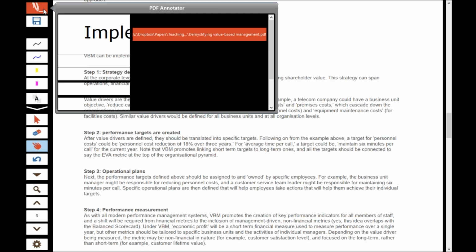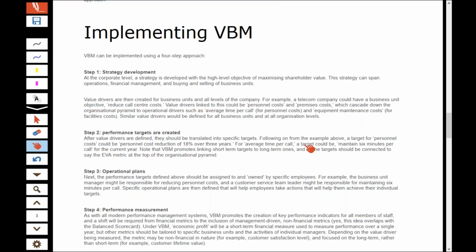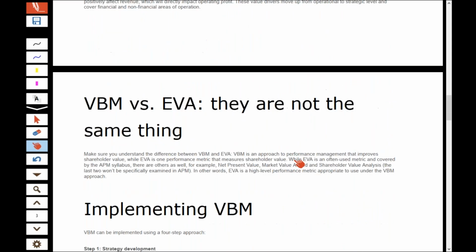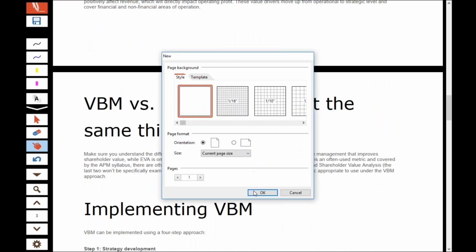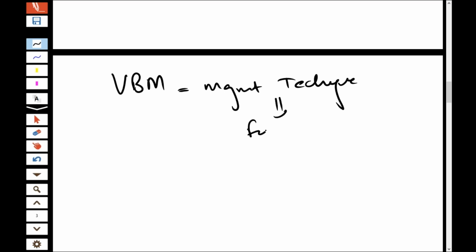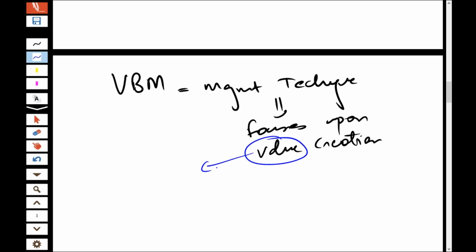Okay, now, if I talk about the concept of value-based management, let me explain what exactly we mean by this. Value-based management is a management technique which focuses upon value creation. Now, the first and foremost important thing is, what exactly do you mean by value?